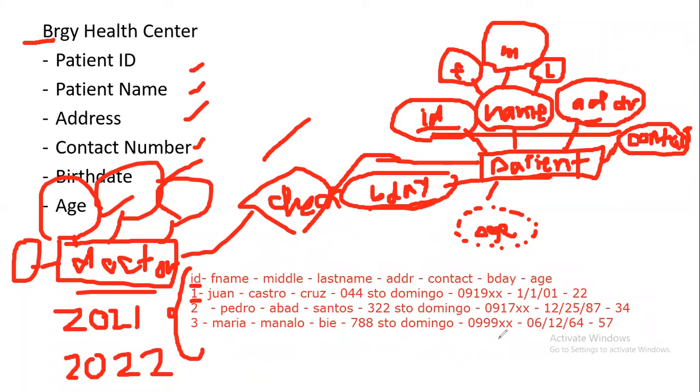However, for the age, every year nadadagdagan yung age ninyo. Kung dito 2021 si Maria ay 57, nung 2022 siya 58 na siya. By 2023 59 siya. Kung nakasave yan sa database natin, edi every year ina-update natin yung age niya.